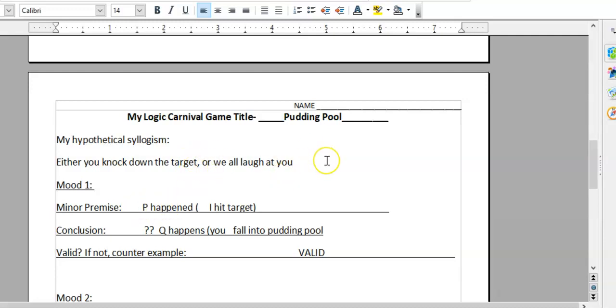Okay, so first of all, you have to decide, is this exclusive? Exclusive means if one happens, the other has to not happen. In this case, what do you guys think? Are these exclusive or not? Can you knock down the target and we all laugh at you? So in this case, I would say no, not exclusive.